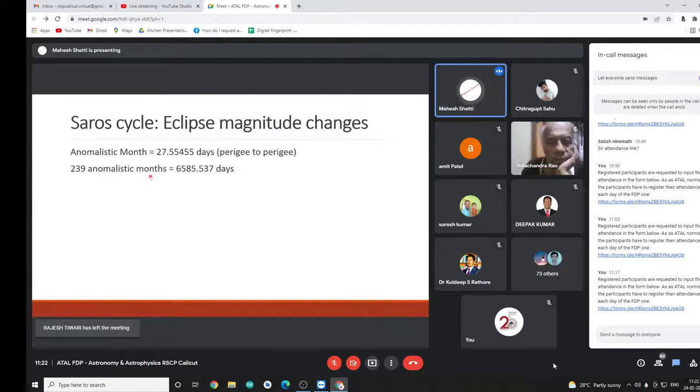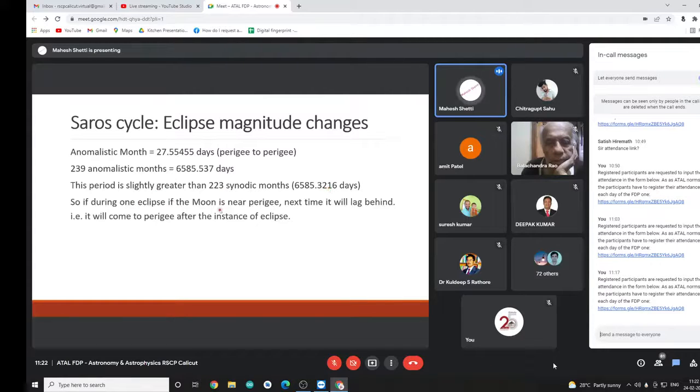239 anomalistic months give you again a similar figure, 6585 days. But now here the fraction is 0.53. This period is slightly greater than 223 synodic months, which is 6585.32. So if during one eclipse the moon is near perigee, the next time it will lag behind, because it will come to perigee after 0.53 days, whereas the new moon instant has occurred at 0.32 days. So what would happen? Suppose that at the first eclipse the moon's size was maximum, and the eclipse magnitude was large.